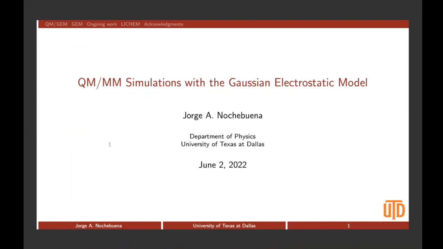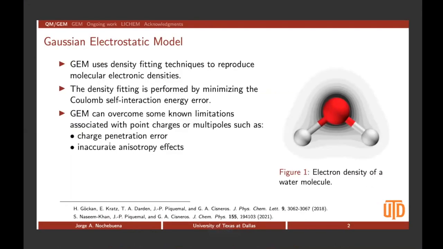I'm going to talk about QM/MM simulations with the Gaussian electrostatic model. But what is the Gaussian electrostatic model? The Gaussian electrostatic model, or GEM, is a polarizable potential that uses density fitting techniques to reproduce molecular electronic densities. These fitted molecular densities are used to calculate intermolecular interactions.